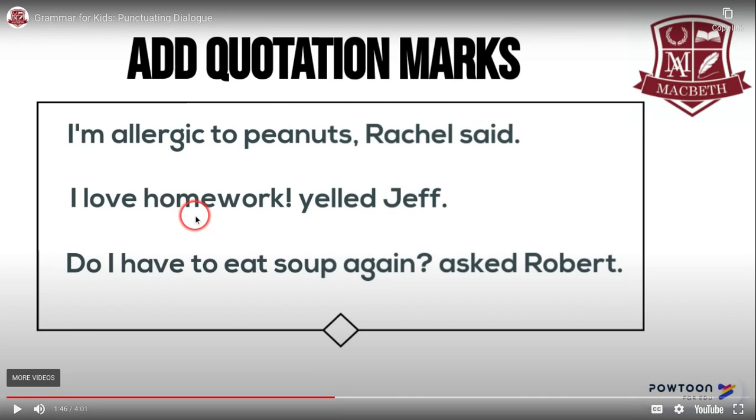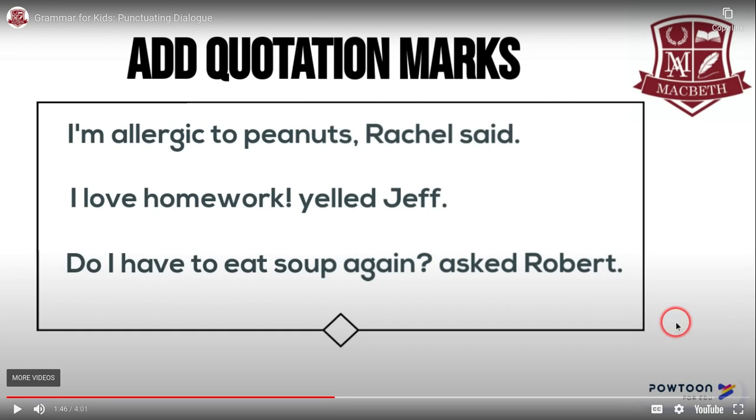Same thing here. "I love homework," yelled Jeff. It's going to start here because the first thing he says is "I," and it's going to go after our exclamation point because that's what he's yelling. And then lastly, "Do I have to eat soup again?" asked Robert. Our quotation marks are going to go here and after the question mark.